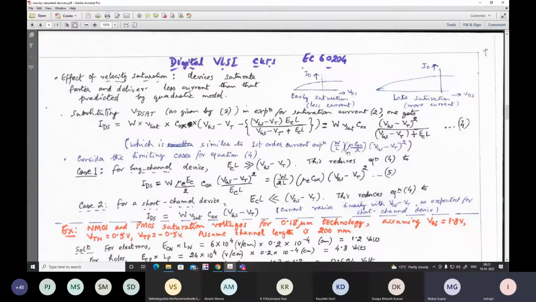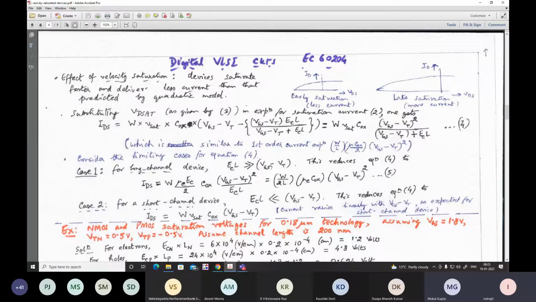Here we see we need to consider two limiting cases, one for the conventional long channel device and the other for scaled down device. Let us examine the case for long channel device. That means the product of critical field and the channel length happens to be exceeding VGS minus VT by a large amount. So typical value also we can think of, say 10 to the power 4 volt per centimeter, and say 200 nanometer, then it becomes nearly 4.8 volt.